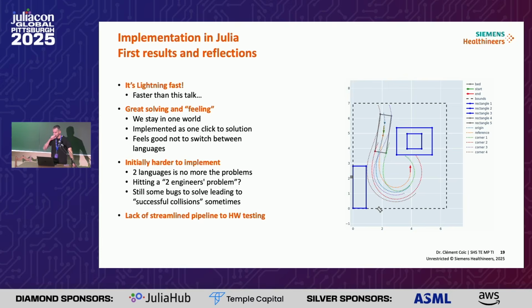What we lack the most at the moment, but I've seen in the recent webinar that it's going to be really possible soon, is a streamlined way to put that on the hardware. Today, if we do that in C++ or Python, then we can just use ROS and push it to the hardware. I want that in Julia. I see it's coming. I'm super happy.